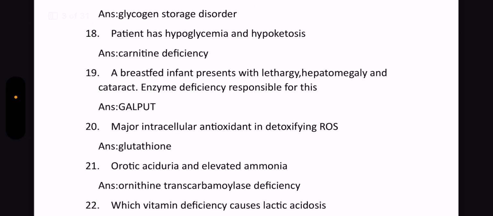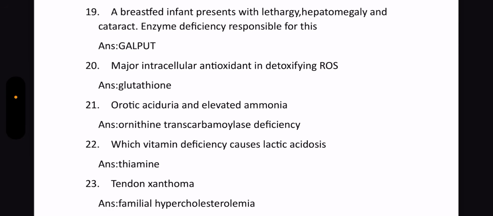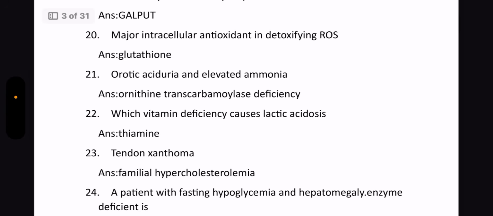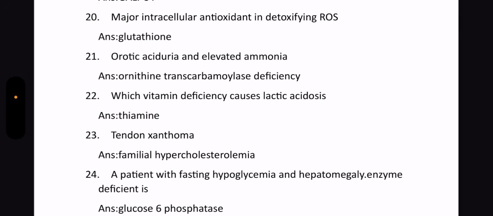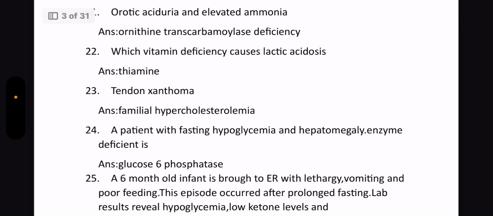Next, patient has hypoglycemia and hypoketosis. Answer is carnitine deficiency. Next, a breastfed infant presents with lethargy, hepatomegaly, and cataract. Enzyme deficiency responsible for this is galactose-1-phosphate uridyltransferase (GALT). Next, major intracellular antioxidant in detoxifying ROS. Answer is glutathione. Next, orotic aciduria and elevated ammonia. Answer is ornithine transcarbamylase deficiency.